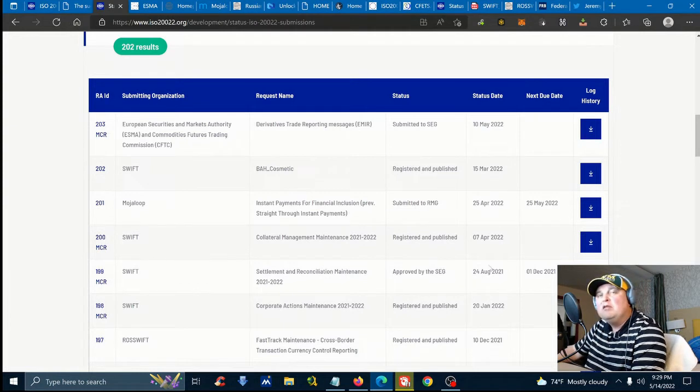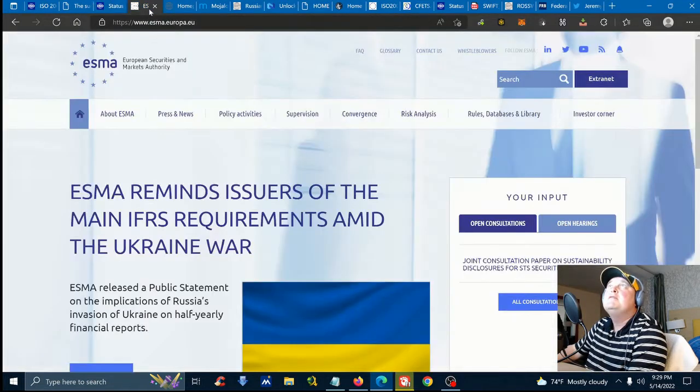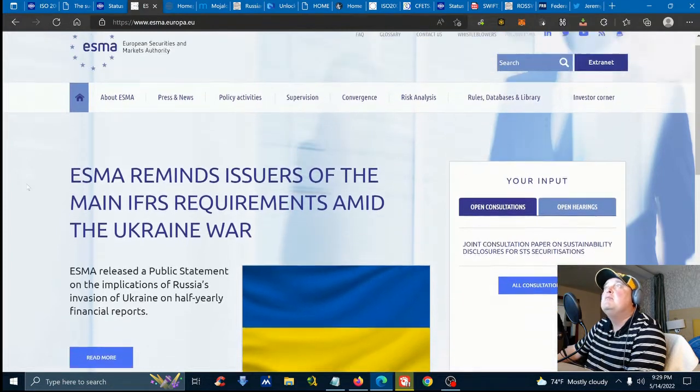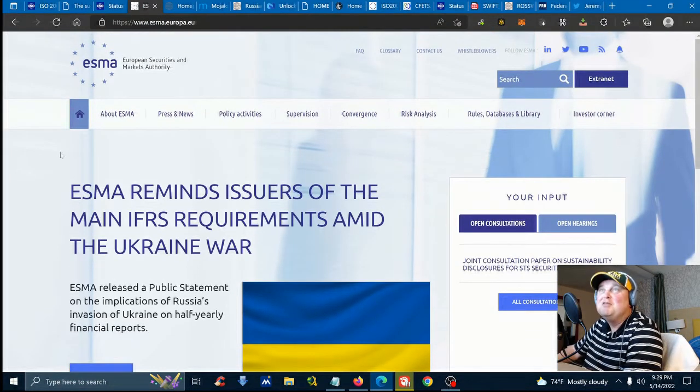But more importantly to me, I wanted to see what companies it was or what groups it was that were reporting back to be used in the ISO 20022 system. So let's take a look at this right here. So right here, the status date, May 10th, as recent as May 10th, 2022. Now that's about 10 days ago. The European Securities and Markets Authority. Here's their page. Okay, pretty serious group there.